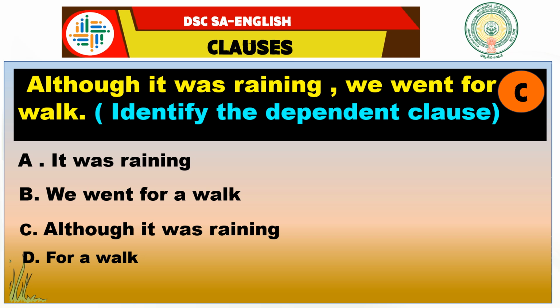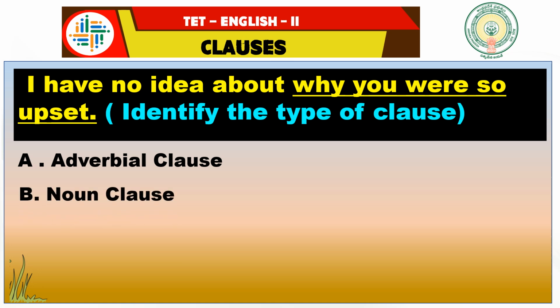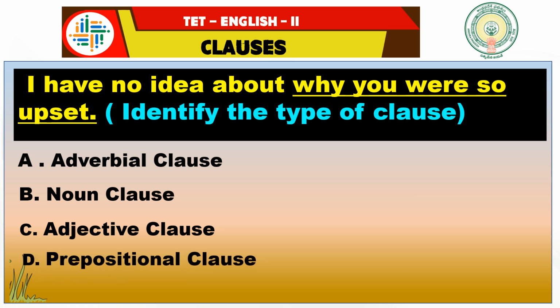Now let's look at another example. I have no idea about why you were so upset. Did you remember what we said? To identify the noun clause, we have to think about whether it begins with why, how, or when. So here are the options for you: adverbial clause, noun clause, adjective clause, and prepositional clause. What do you think? Yes, it is a noun clause.